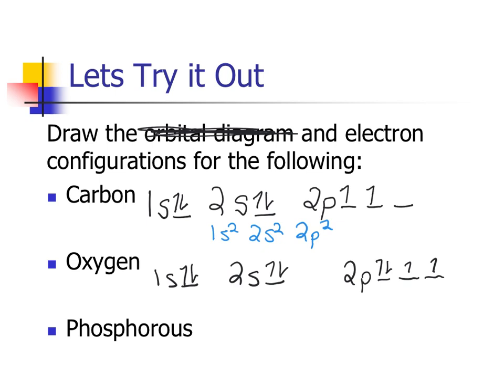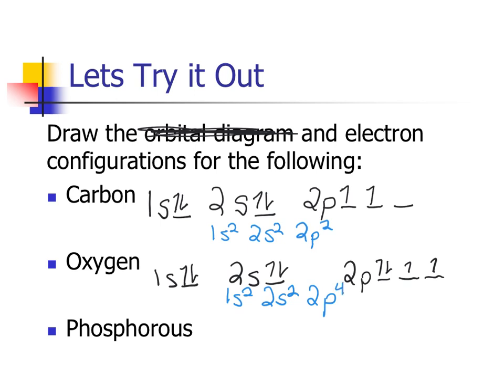Okay? The numbers would be 1s2, 2s2, 2p4.